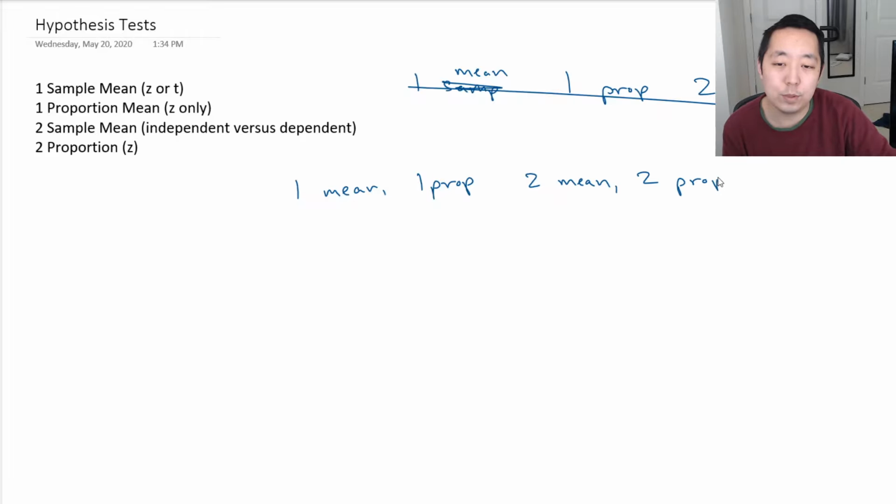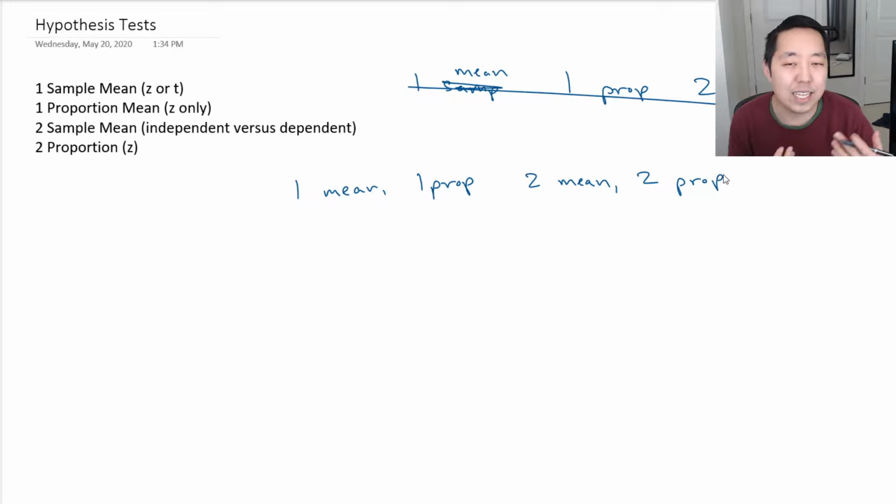Now, what's the difference between a proportion and a mean? A proportion is binary. It's a categorical variable. It's always a percentage, like the percentage of people who wear seatbelts, the percentage of people who smoke, the percentage of people who are Democrats. It's a proportion out of a total. So when you're measuring a percentage, you're talking about a proportion. That's how you distinguish between a mean and a proportion.